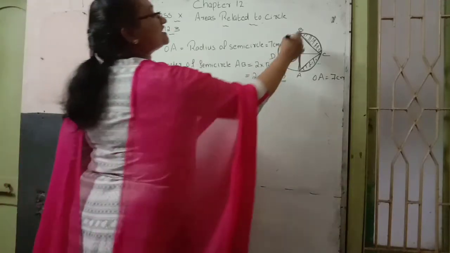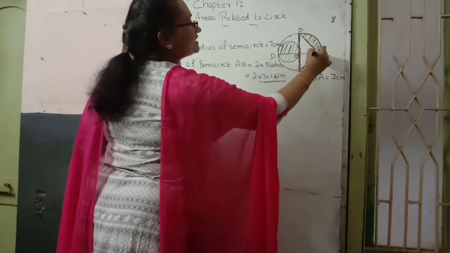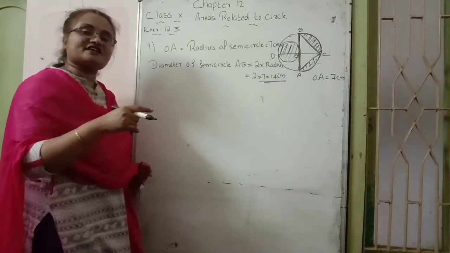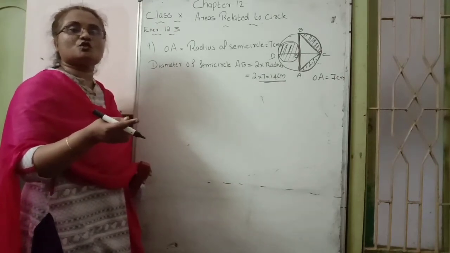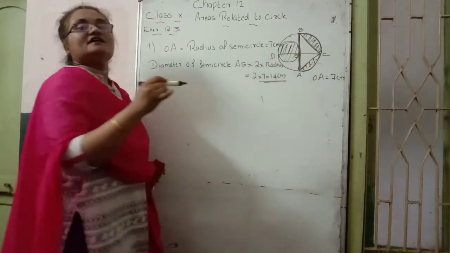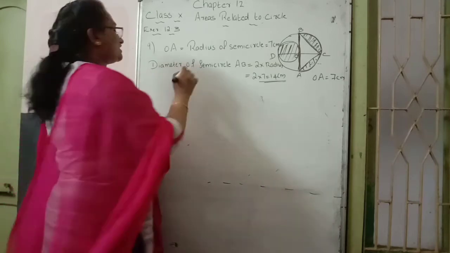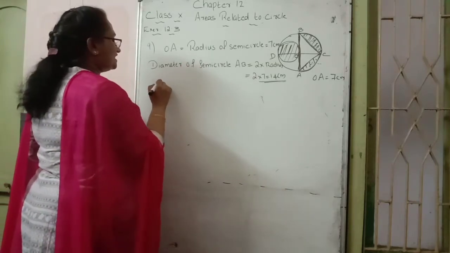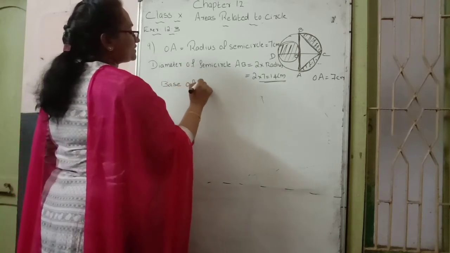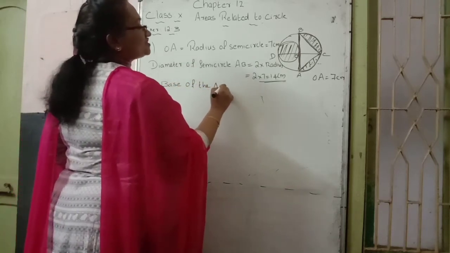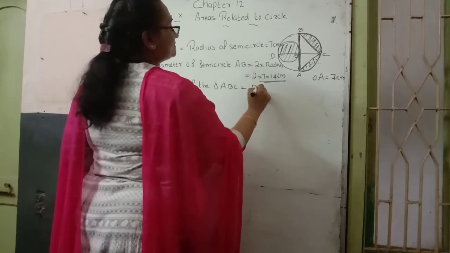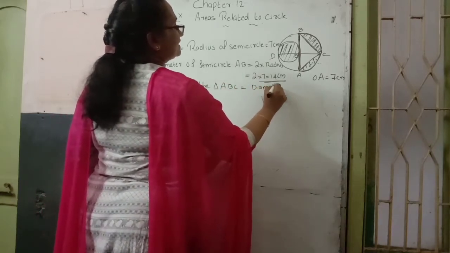That diameter is equal to what here? Which diagram is this one? The triangle. How do we find the area of that triangle? Half into base into height. That AB is equal to the base of that triangle. So we write the next step: therefore, the base of the triangle ABC is equal to the diameter of the semicircle.